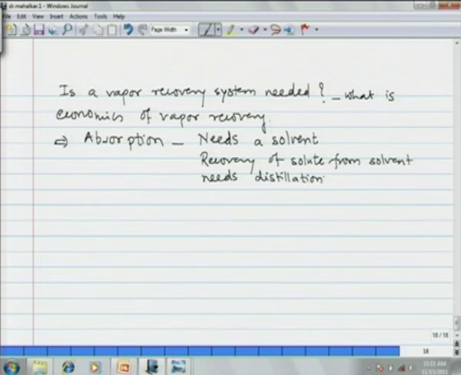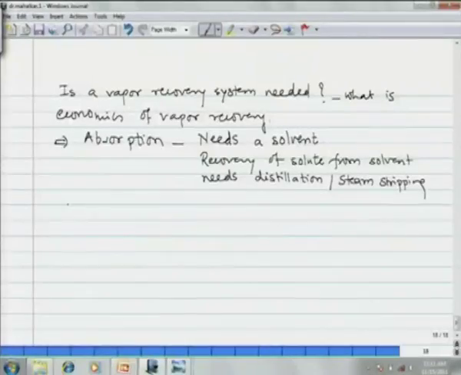And therefore, we have to take into consideration the economics of the process before we design a vapor recovery system. Okay. Now, we are going to see a case study of design of a vapor recovery system coupled with economics. So, we leave this point and take up the next, that is the simplified flow sheet of the separation system.